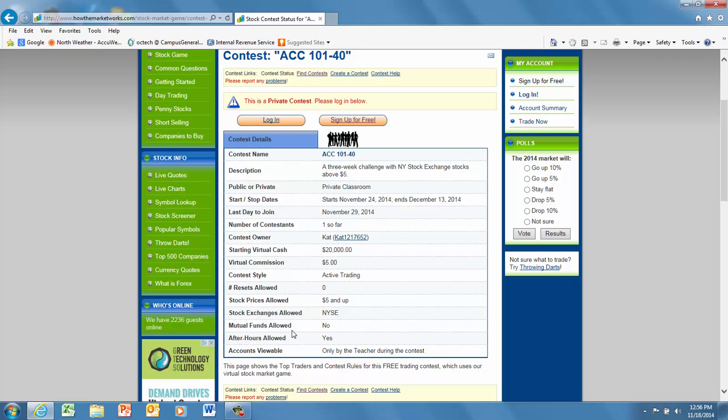There is also this virtual commission. Every time you make a trade, $5 for the commission for making the trade is going to come out of your account, as well as however much it costs for those shares. $5 is probably not realistic. If you were to do actual trading with a broker, you would probably be paying more than $5.